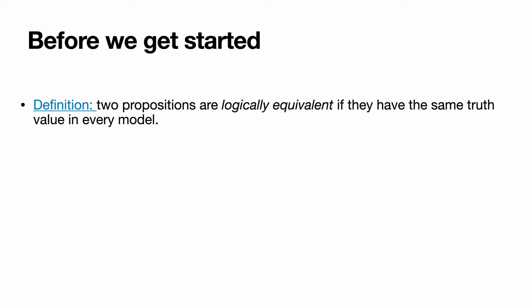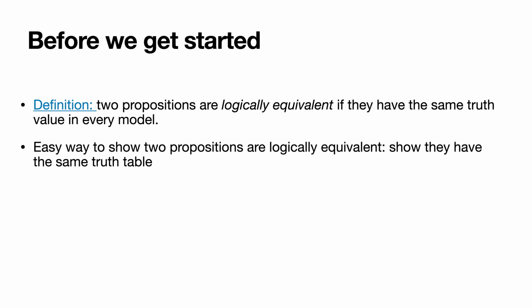Now, before we get started, let me give you a quick definition. Two propositions are said to be logically equivalent if they have the same truth value in every model. And one easy way we can show two propositions are logically equivalent is to show that they have the same truth table, which means writing out the truth table and then showing how each proposition has the same truth value. And often we'll use this triple equal sign to denote logical equivalence.